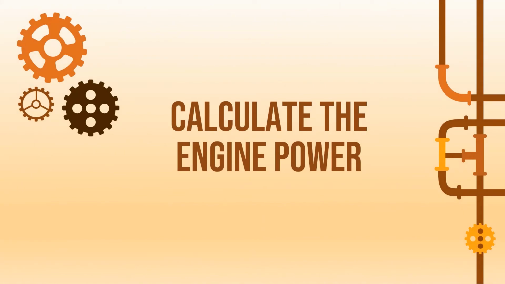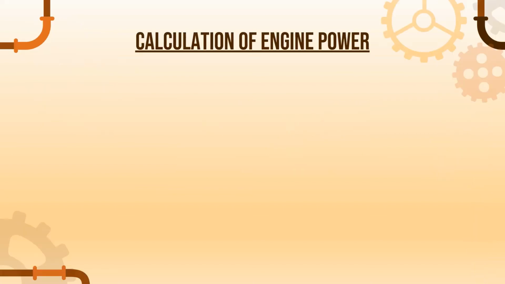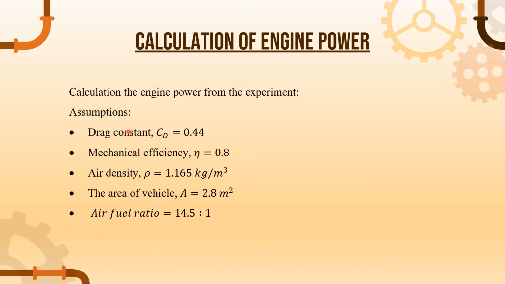From the variables measured in the experiment, we can calculate the engine power. Before calculating the engine power, there are several assumptions. The drag constant is equal to 0.44. The mechanical efficiency is equal to 0.8. The air density is equal to 1.165 kg per cubic meter. The area of the vehicle is assumed to be 2.8 square meters. And the last is the air-fuel ratio, which is 14.5 to 1.